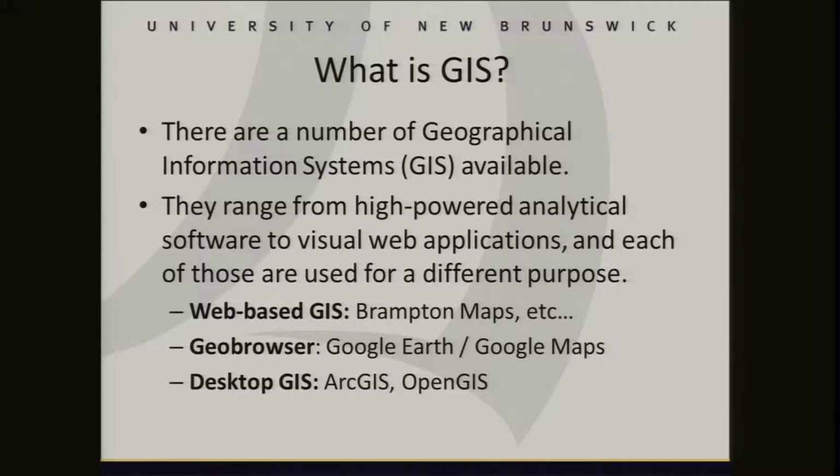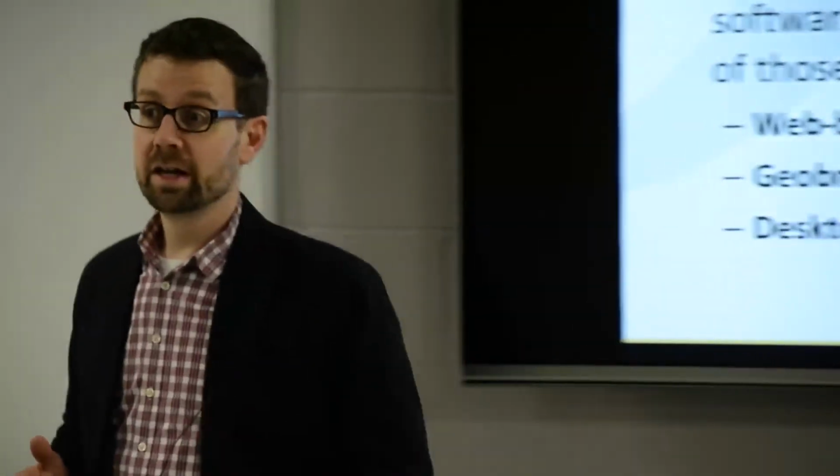There are a number of GIS systems, so broader systems in terms of the software available. These range from high-powered analytical software, the Esri ArcGIS system, to visual web applications. So web-based GIS, someone mentioned the Newfoundland community mapping. They've got a really good example. Community Accounts in Newfoundland. It's quite good. And that's one of them. The City of Brampton has a really good one. The University of Waterloo does because they've got a great geography department there. They do it for free for them, right?